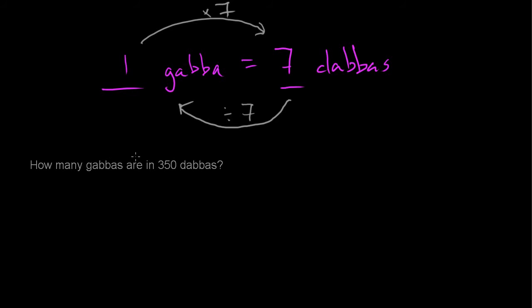Once I've used this conversion fact, I can easily convert between DABAs and GABAs. In this case, to go from DABAs to GABAs, I have to divide by 7. So 350 divided by 7 equals 50. So to answer the question, I'd say there are 50 GABAs in 350 DABAs.